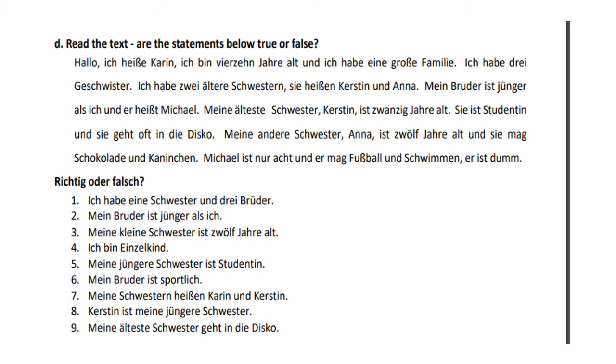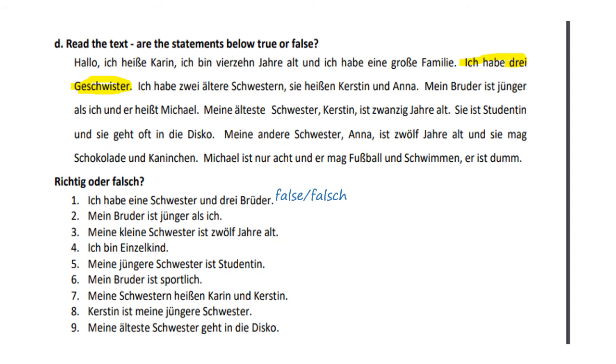First one is Ich habe eine Schwester und 3 Brüder. So that is I have 1 sister and 3 brothers. If we look to the text here, we can see actually that it says Ich habe 3 Geschwister. And remember, Geschwister is a sibling. So I have 3 siblings. So that first statement cannot be true. It's false, or falsch, as we'd say in German, which is very similar to the English.